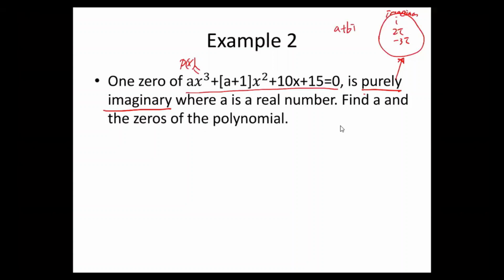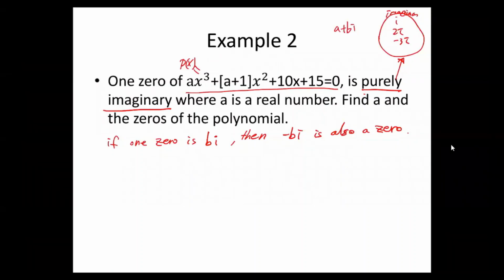What you have to put is that if one zero is bi, let's just call it bi, then minus bi is also a zero. We defined these conjugate roots in quadratics. So you are going to have conjugate roots always come in pairs.